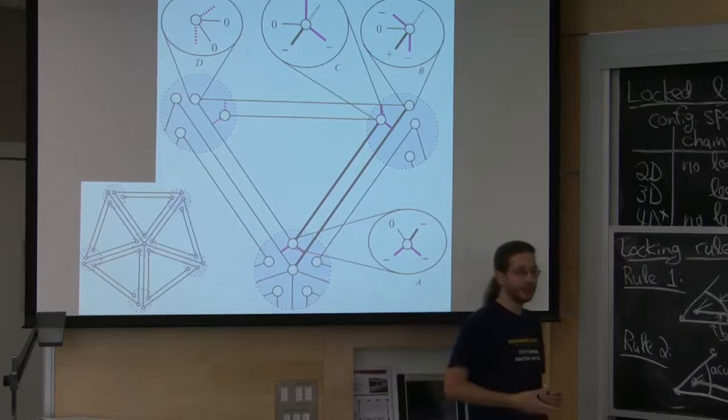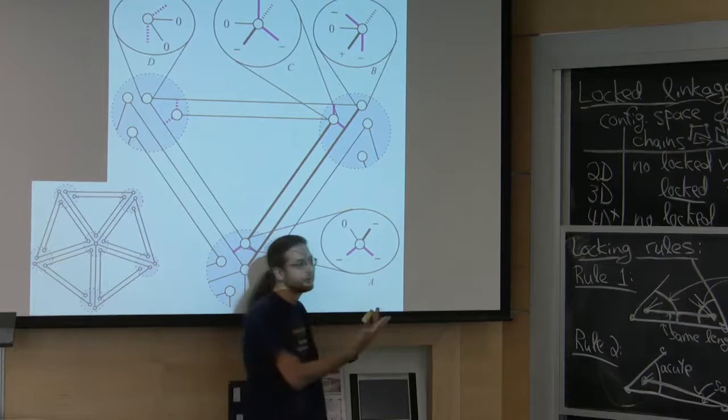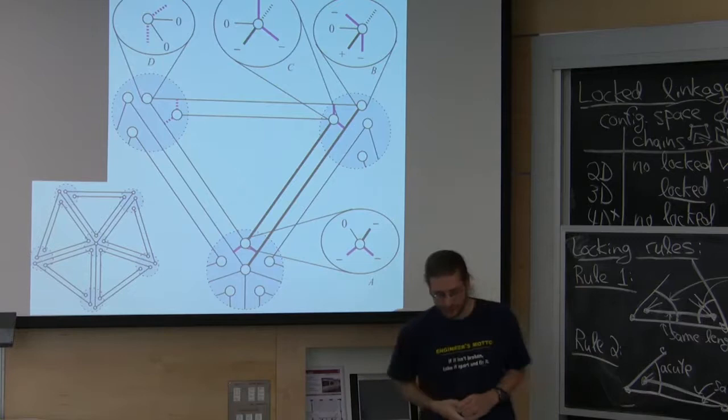Now, it doesn't mean that it's not locked when you remove two of the edges. I'm not sure. No, I think it's not locked. But just because the rules don't apply doesn't tell you that it's not locked, but at least it makes it harder to prove. And it's a good sort of guideline.